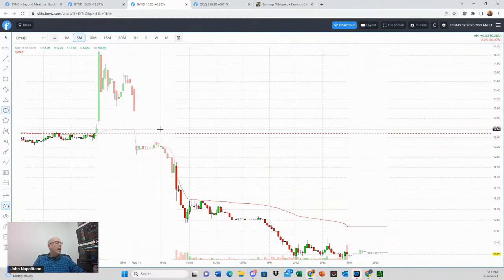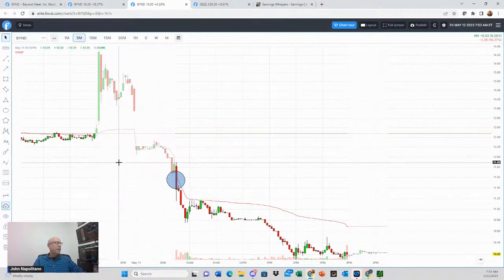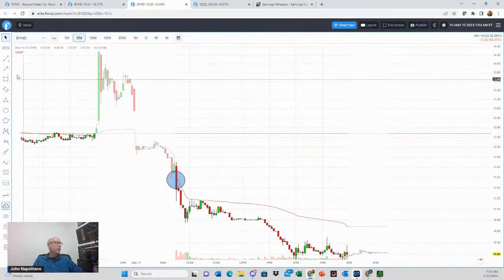So I use a simple VWAP strategy, which I teach in my classes, and it's kind of my line in the sand. Once it breaks VWAP, which is right here on my screen, it's this red line. What I'm going to basically do is go short. So if I had an option strategy, I would generally go out a couple of weeks on this, even though I'm only going to trade it intraday.